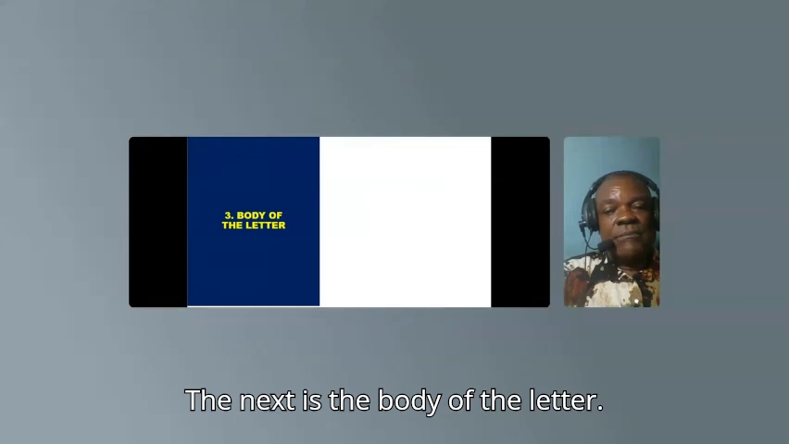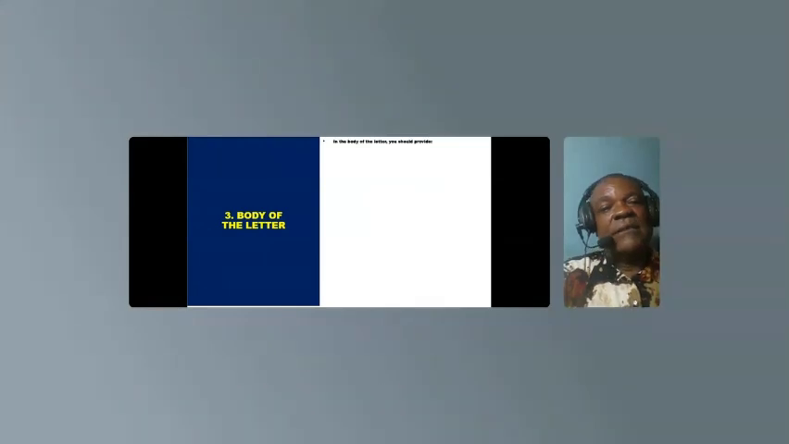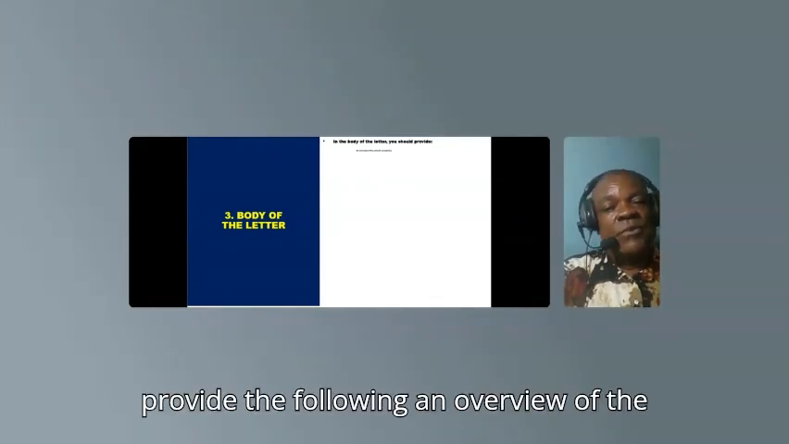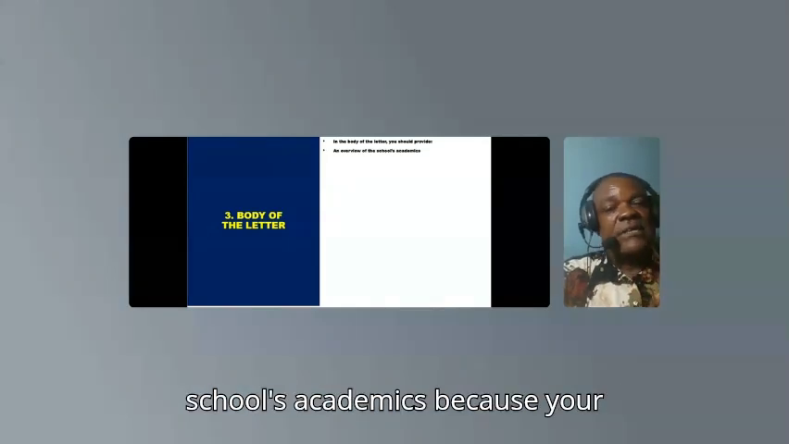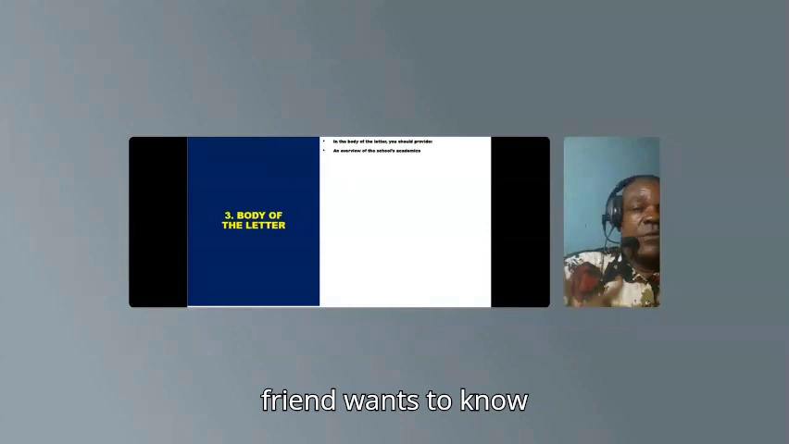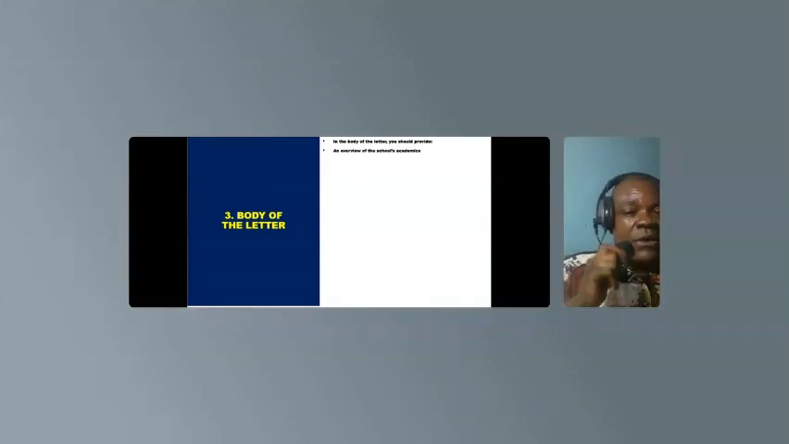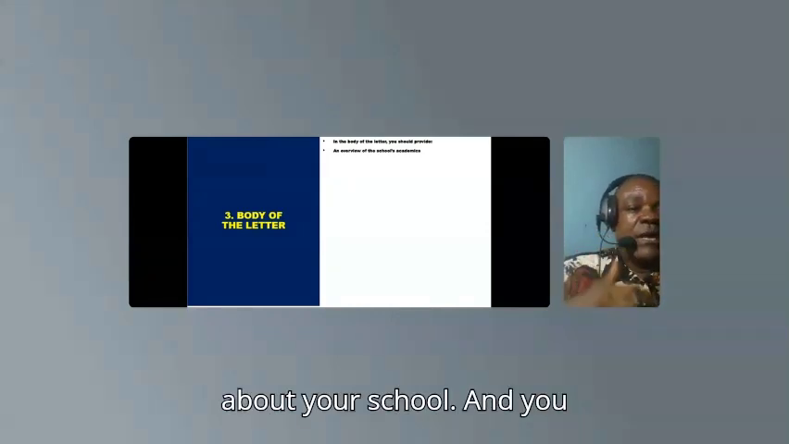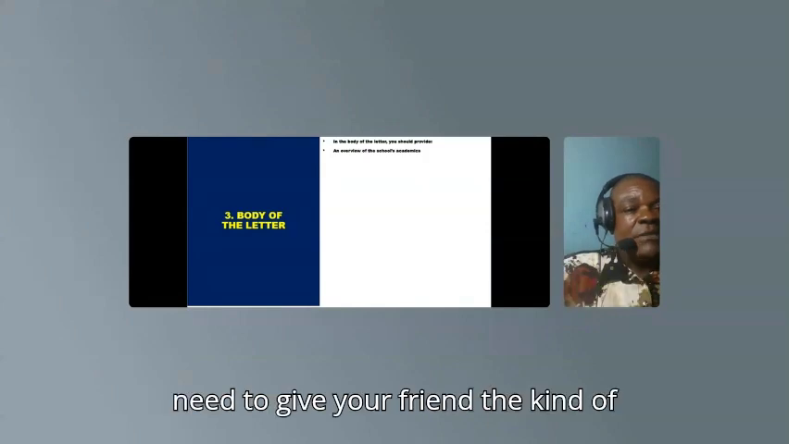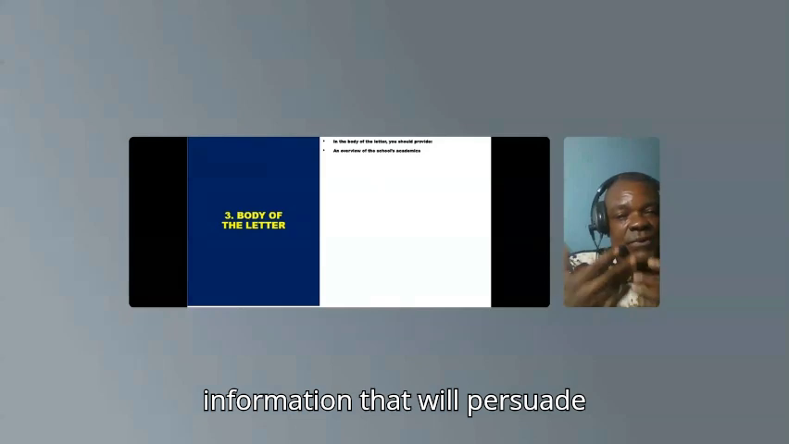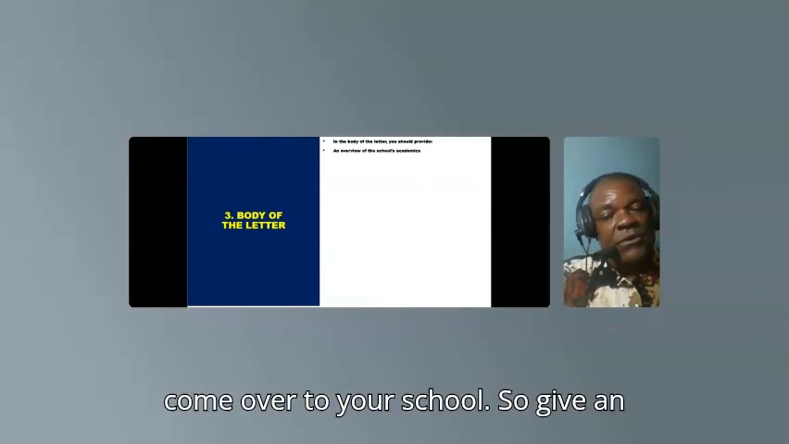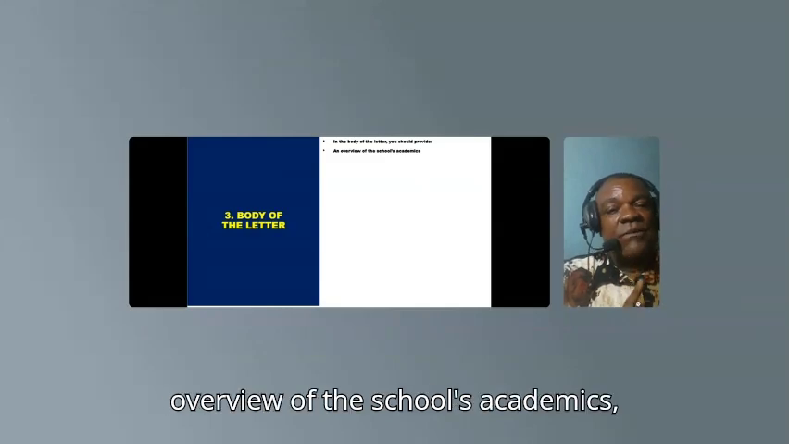The next is the body of the letter. In the body of the letter, you should provide the following: an overview of the school's academics, because your friend wants to know about your school, and you need to give your friend the kind of information that will persuade him to come over to your school. So give an overview of the school's academics.